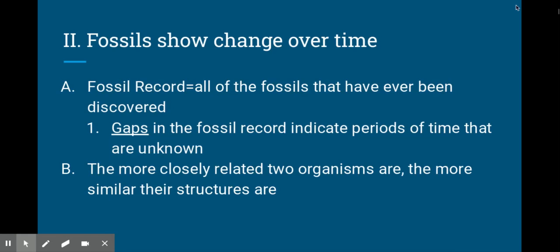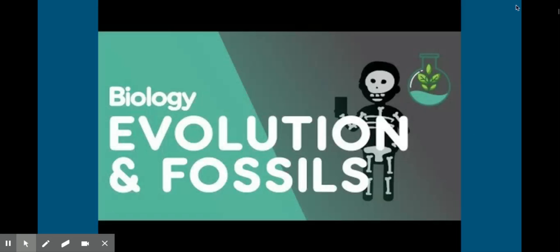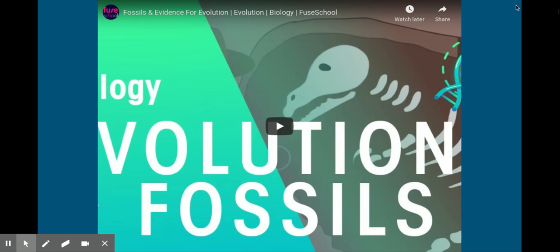We also can see that the more closely related two organisms are, the more similar their bone structures and body structures are. So we can see a lot of similarities between mammals, like the wing of a bat is very similar to the hand of a human because we are both mammals, whereas the wing of a bat is very different from the fin of a fish because they're not in the same family at all. This is a video just about how fossils can provide evidence for evolution. It's in the YouTube playlist.